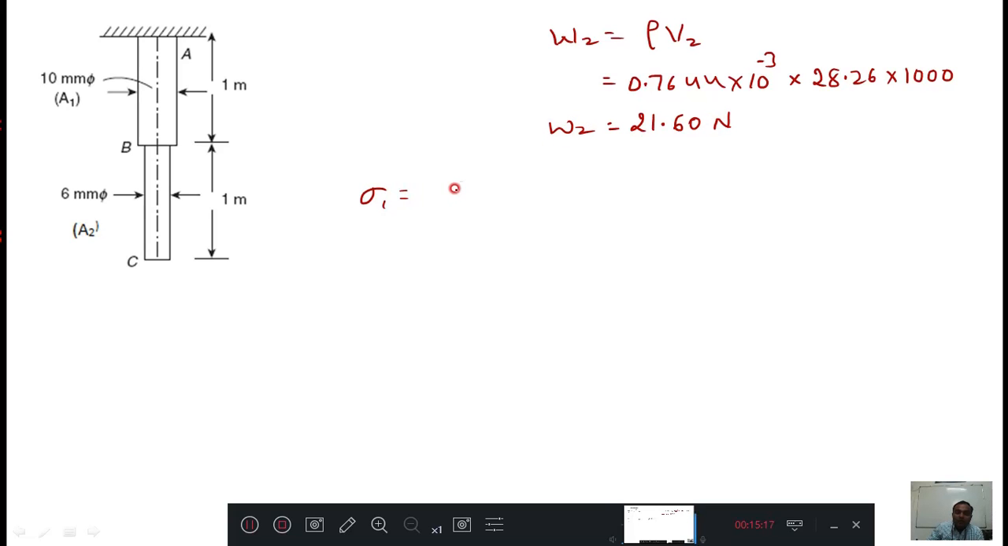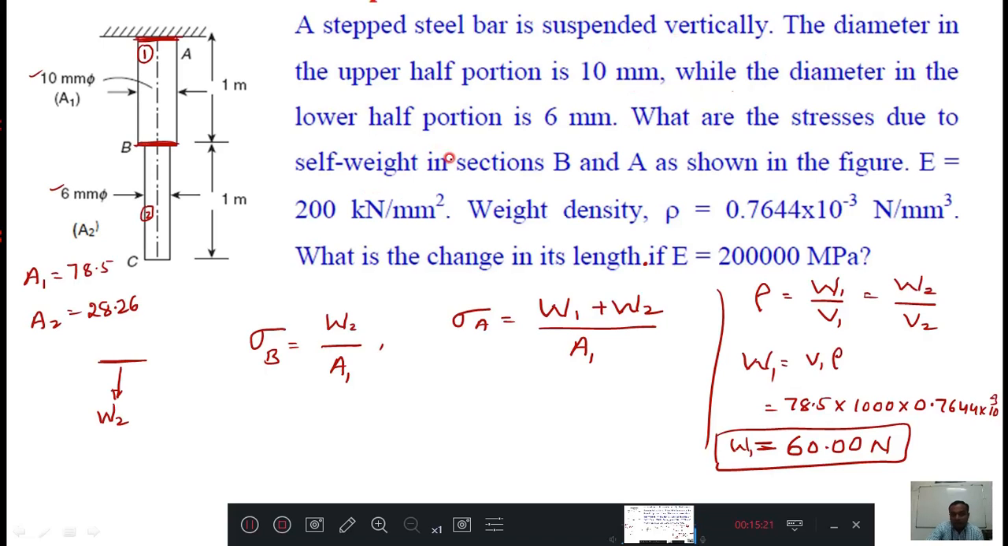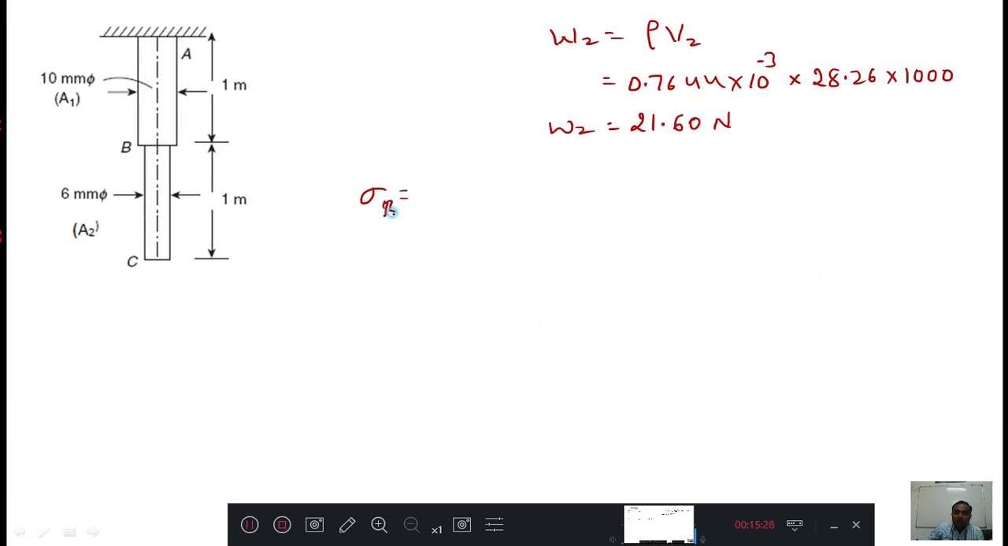Then sigma 1 will be equal to W1 by A1. Sigma B equal to 60 by A1, A1 is 78.5, so 60 divided by 78.5. This is very small stress, 0.764 MPa. And sigma A, that is W1 plus W2, therefore 60 plus 21.6 divided by A, 78.5, is 1.04 MPa. You got this.